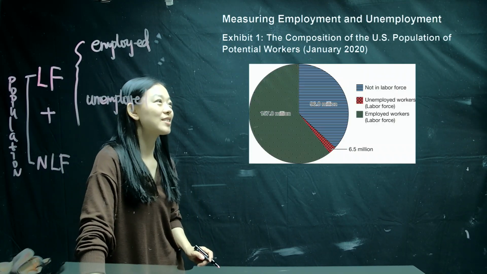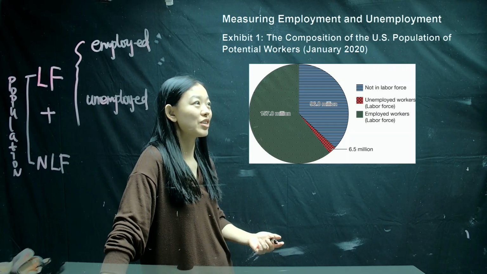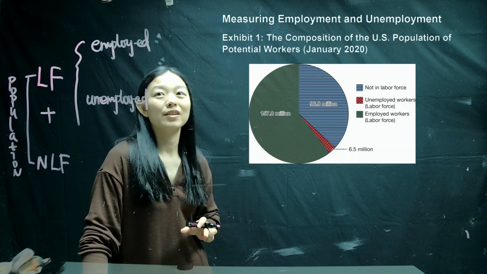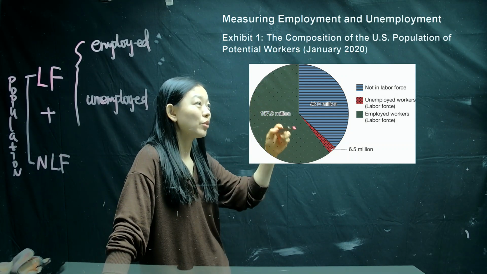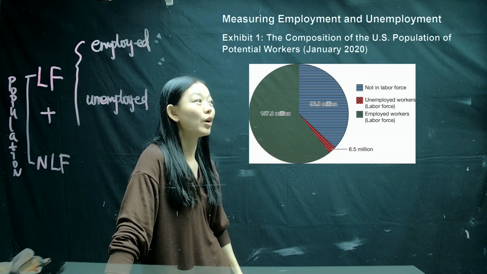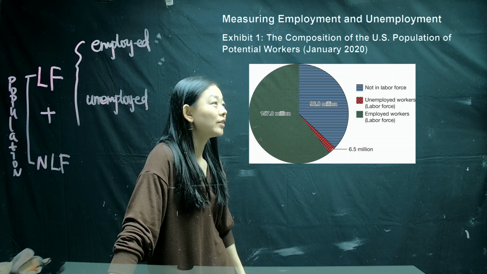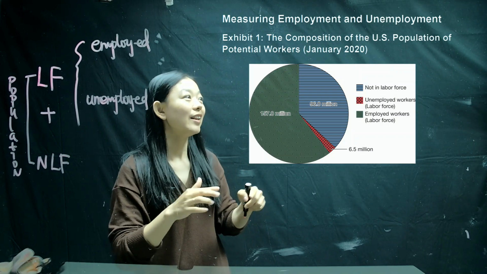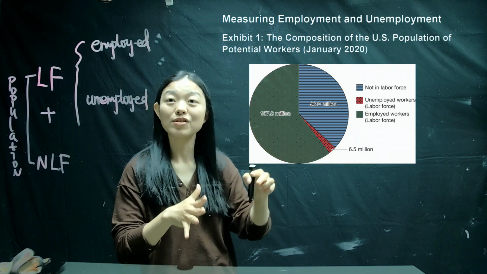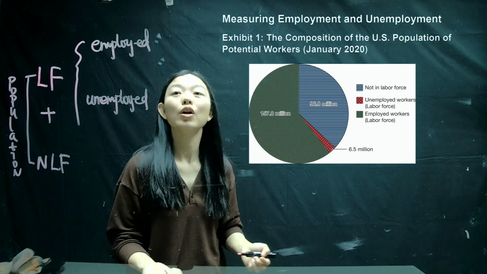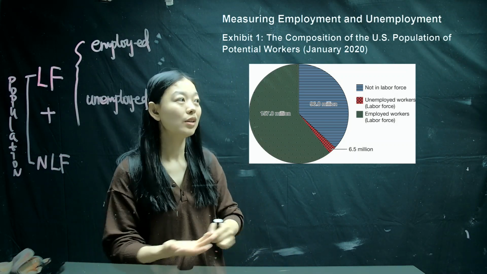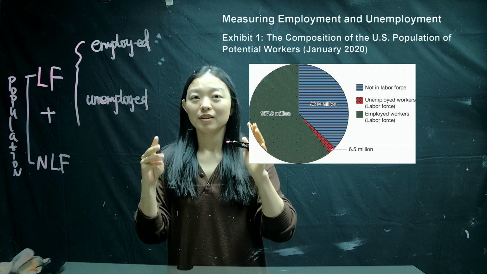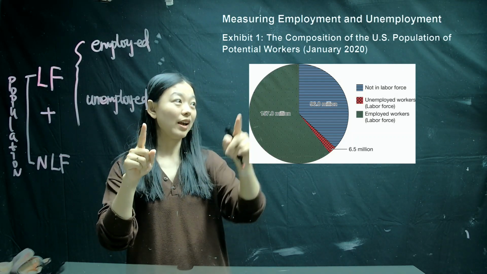Let's look at this graph. This figure shows the different combinations of the US population of potential workers two years ago. You can notice the big green part. The big green part is the people who are employed. The red part is the people who are unemployed. The blue portion shows the people who are not in the labor force, including kids under 16 years old and all the people who are not employed and not active in job search. So this shows you the general combination of employed, unemployed, and not in the labor force.